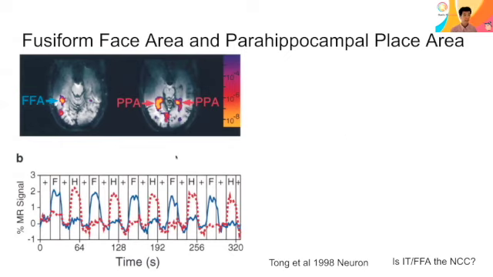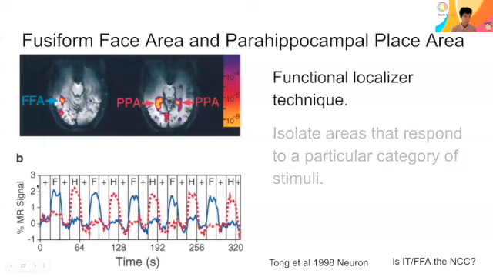And this is the brain scan experiment, where they showed faces and houses, alternating with fixation, every 16 seconds: fixation, face, fixation, house, and so on. And then what they found was that this particular area of the brain, the fusiform face area, responds strongly only to the face.